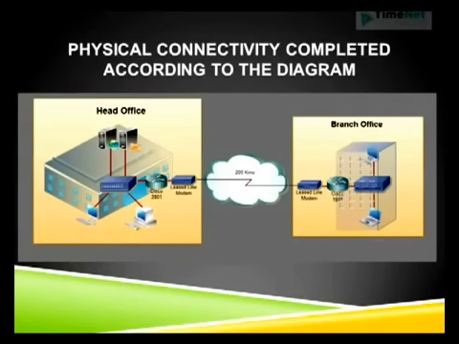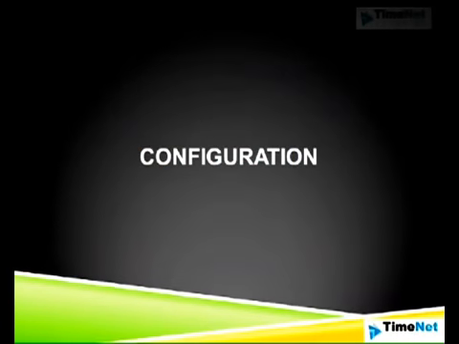From the head office servers and branch office user PCs are connected using Ethernet cables, switches, routers, modems and a leased line as shown in the diagram. Now we can move on to the configuration part. First, we will be configuring the head office and then the branch office.